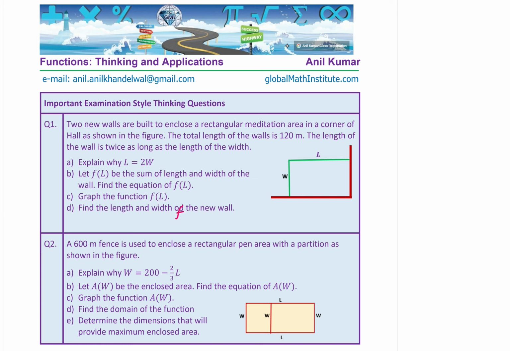Here is the second question. A 600-meter fence is used to enclose a rectangular pen area with a partition as shown in the figure. So when we say a partition, is this partition over the rectangle, correct? Five parts to this. A, explain why width is 200 minus (2/3)L. B, write area as a function of width.